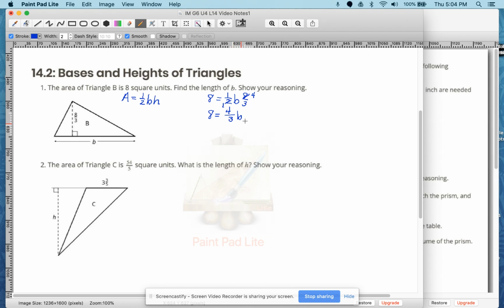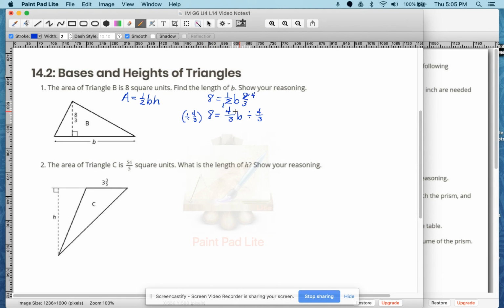Now, when we're trying to get the variable by itself, we need to get rid of whatever is with the variable. And right now, what's with the variable is 4/3, and 4/3 is being multiplied times this variable. So to get rid of that 4/3, I'm going to have to divide by 4/3. And whatever I do to that side, I have to do to this side. So over here, I'm going to have to divide by 4/3.